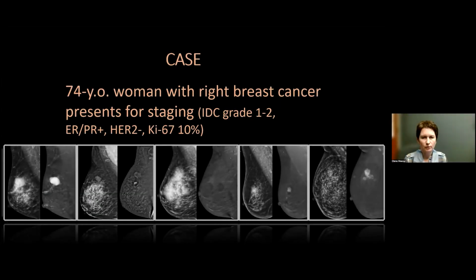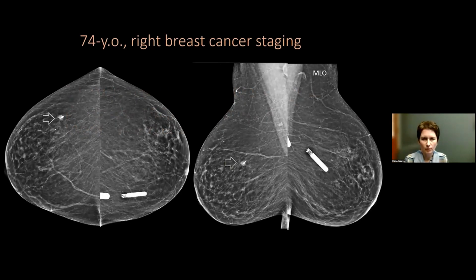This is a case of a 74-year-old woman who presented to us for staging of right breast cancer. It was invasive ductal cancer, grade 1 to 2, ER positive, HER2 negative. These are her low energy images. You can see a mass, the spiculated margins, and the clip. She has some implanted cardiac monitoring devices in the left breast.